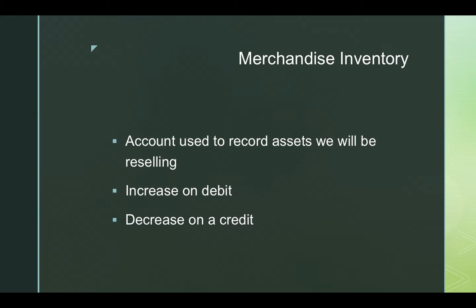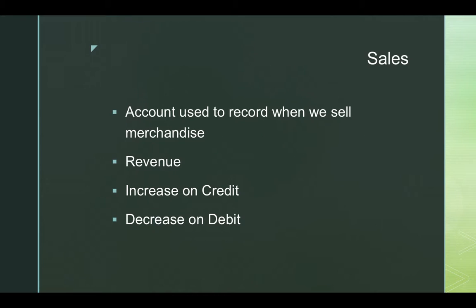So the first account we're going to add is called merchandise inventory. This is going to be an asset account, and it's going to be the items we will be using for resale. So we'll still have our store equipment, office equipment, those kinds of things we need in our store to help us sell, but the items we are purchasing to resell to our clients or our patrons, if you will, are going to go in merchandise inventory. And since it's an asset, it's going to increase on a debit and decrease on a credit.